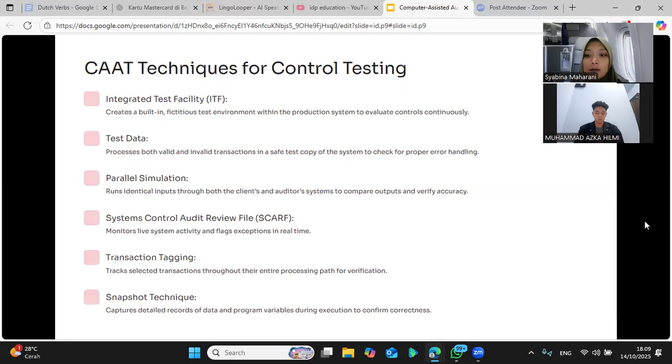Next, we got the SCARF or Systems Controls Audit Review File. It monitors live system activities and flags exceptions in real time. Next is transaction tagging. It traces specific transactions throughout the entire process. And the last one, we got the snapshot technique. It captures detailed program and data records while the system is running to confirm accuracy.